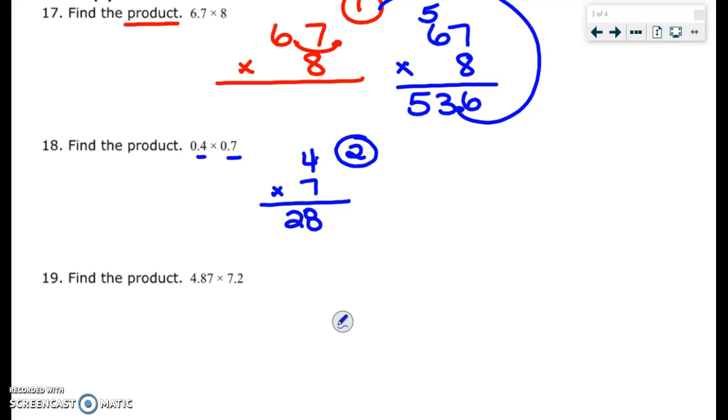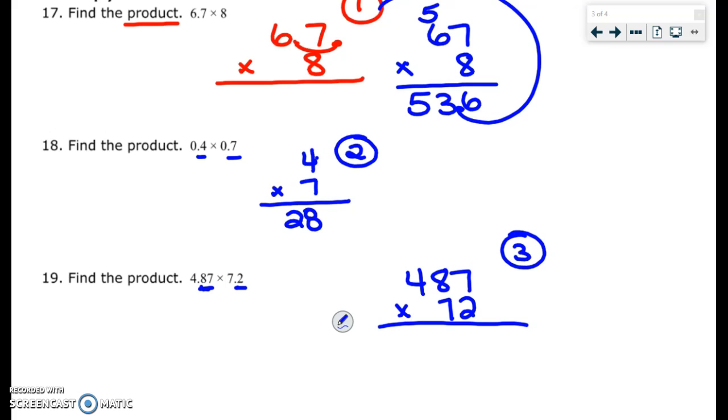This next problem, I am going to write the number 482 times 72. Oops, let's erase that. Let's write the correct problem. 487 times 72, but I need to think back at how many numbers were behind the decimal point in each of the factors, which was 1, 2, 3, and that's how many I will need in the product behind the decimal point.